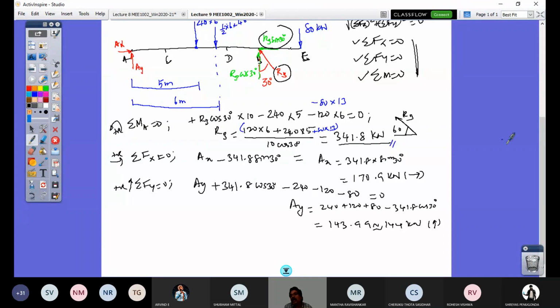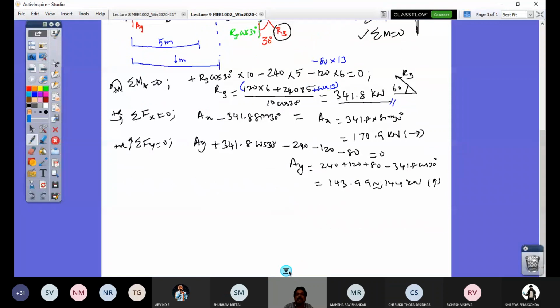If you are asked to find the reactions, then you have to write the resultant of the reaction. So the resultant of the reaction is RA, which is equal to the square root of Ax square plus Ay square. That is the root of 170.9 square plus 144 square, which is going to be equal to 223.15 kilonewton.